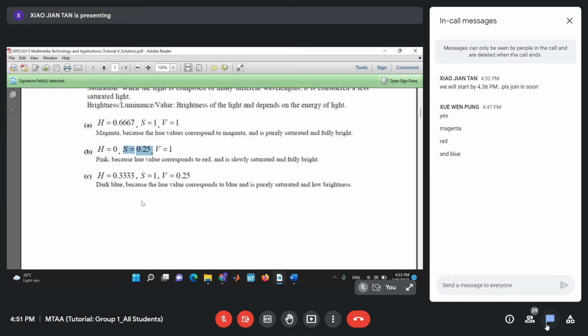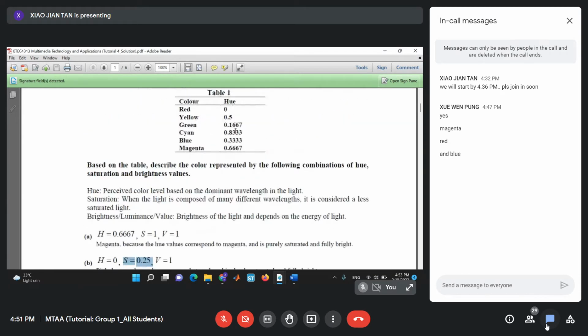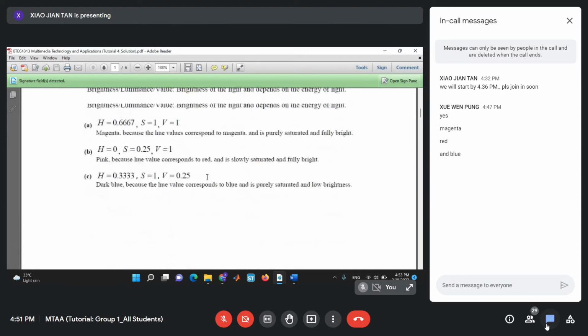Okay, for the third one, blue is correct because the hue value corresponds to blue, but V, the brightness, is 0.25. So 0.25 is biased towards 0, which means very dark. So you should have a dark blue, because the hue value corresponds to blue and it is purely saturated with low brightness. That's all, okay?